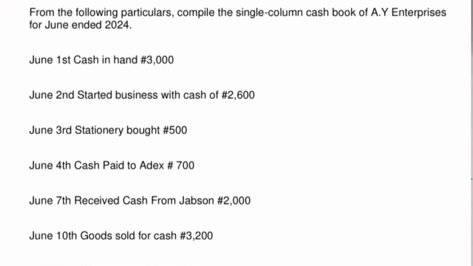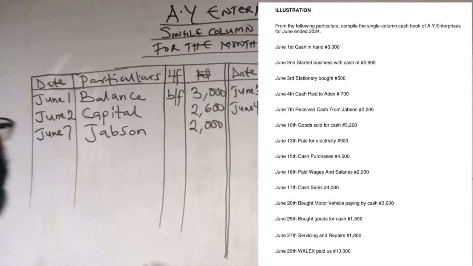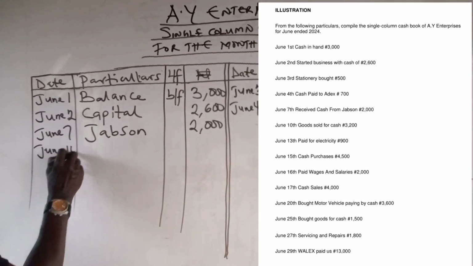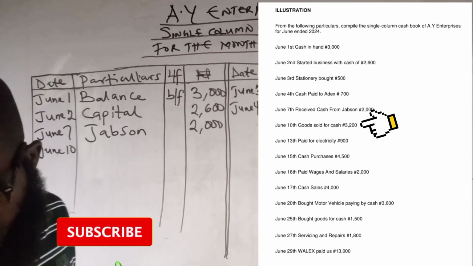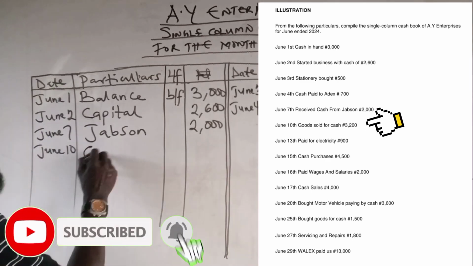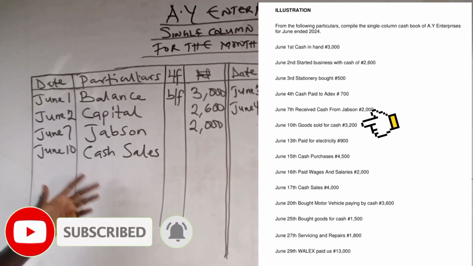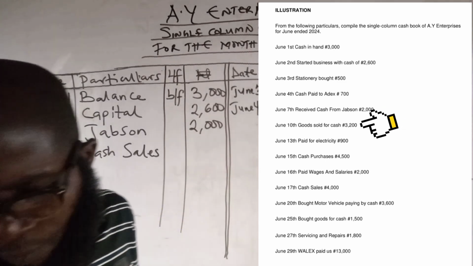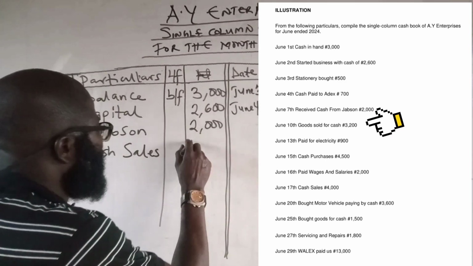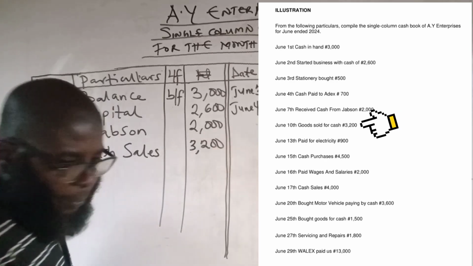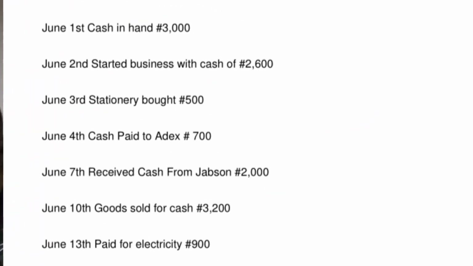Then, June 10, goods sold for cash, 3,200 naira. June 10. We have June 10. Goods sold for cash. This simply means cash sales, or you write only sales. Now, we have it for 3,200 naira. Then, on the 13th of June, AY Enterprises paid 900 naira for the electricity bill he has used for that very particular month.